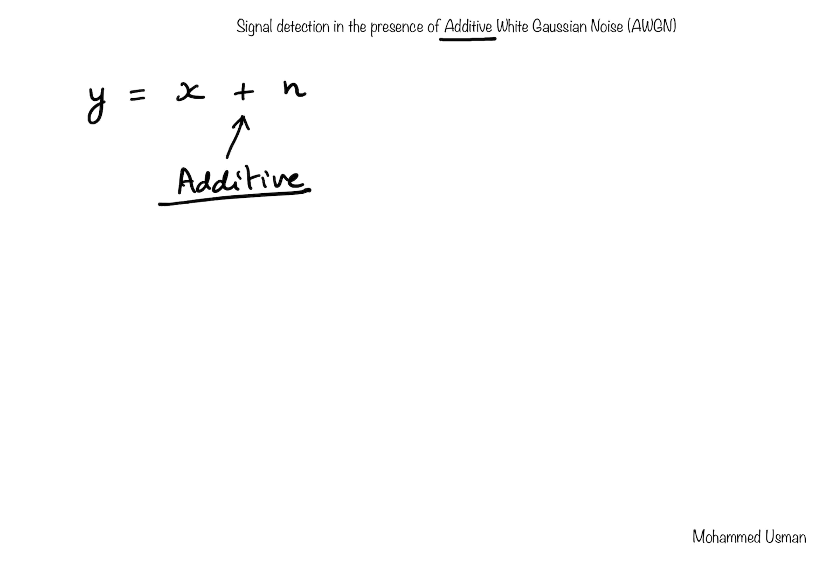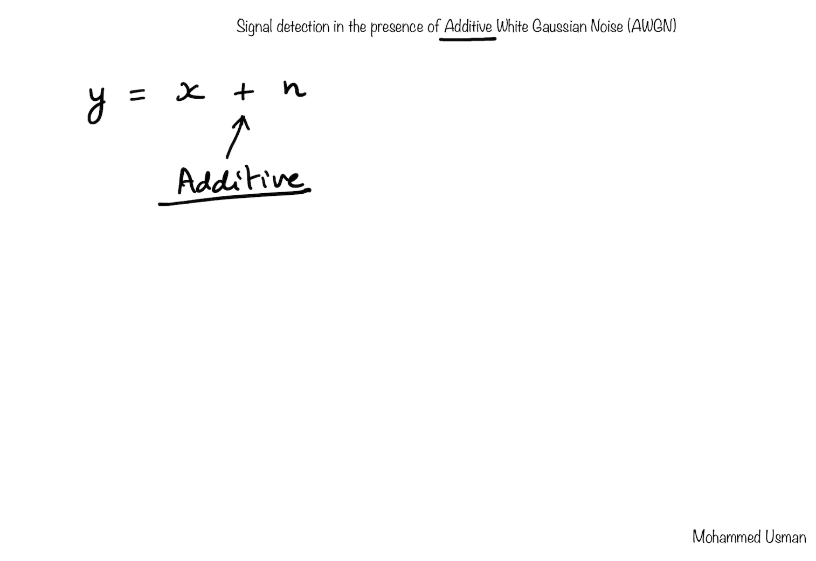There are many other operations and effects that can happen, but one of the most common types of communication channels is the additive noise channel, where the noise gets added to the transmitted signal. By additive, we mean that the noise only gets added. There are no multiplicative or convolutive effects or any other effect for that matter. So that's the meaning of additive.